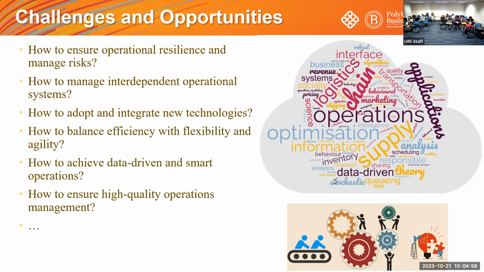Another one is that the operational systems are interdependent, and we need coordination between different components. So how we can manage interdependent operational systems. We also see a lot of new technologies adopted and integrated. How we can incorporate those new technologies, like blockchain and 5G, to improve the efficiency of operations? And how we can balance the efficiency with flexibility and agility, and achieve data-driven and smart operations. We have a lot of data available nowadays in those operational systems, and how we can make use of them to improve the efficiency, and also ensure high quality operations.